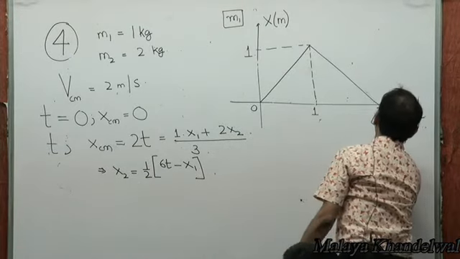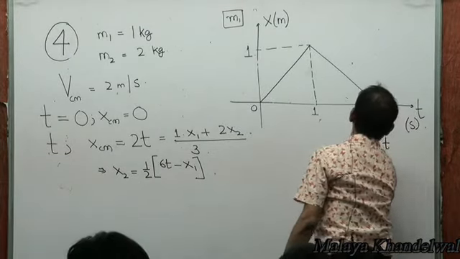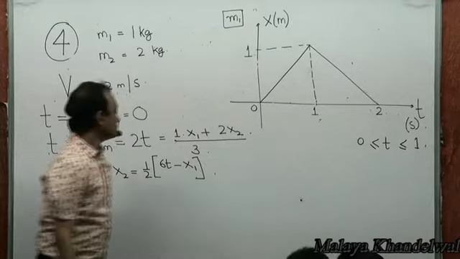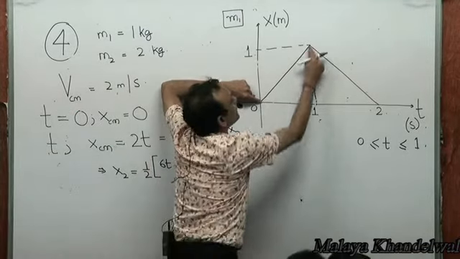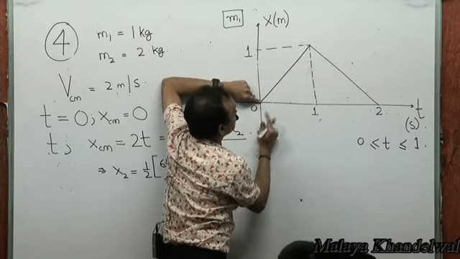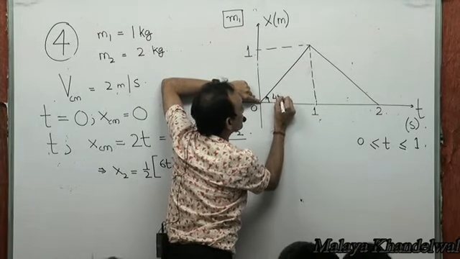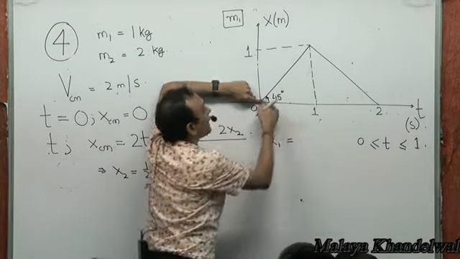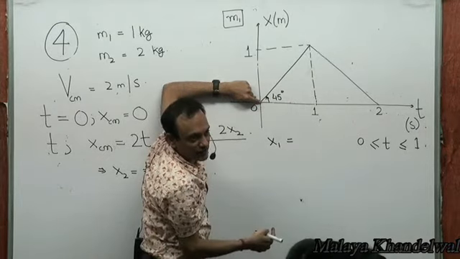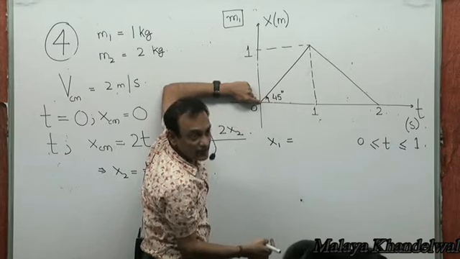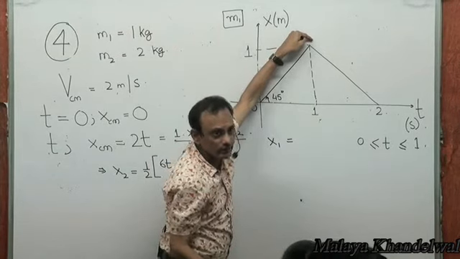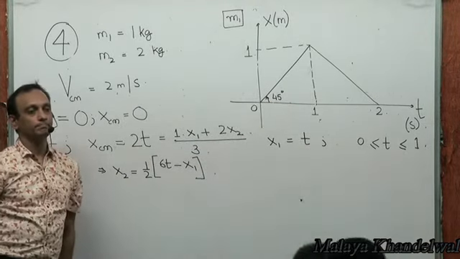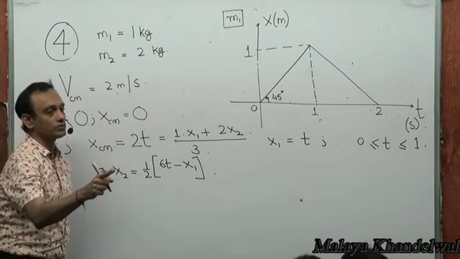So for t that lies between 0 and 1, this will give me x1 as a function of time. And do you realize that this angle is 45 degrees? So x1 as a function of time is x equal to t, isn't it? This is the line y equal to x kind of a thing. The equation of this line is x equal to t, yes or no? x1 equal to t, yes or no? Tell me. Not sure about this?